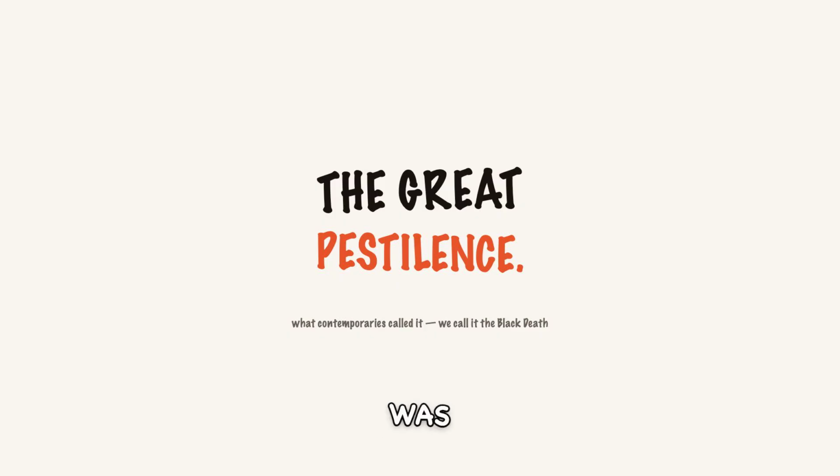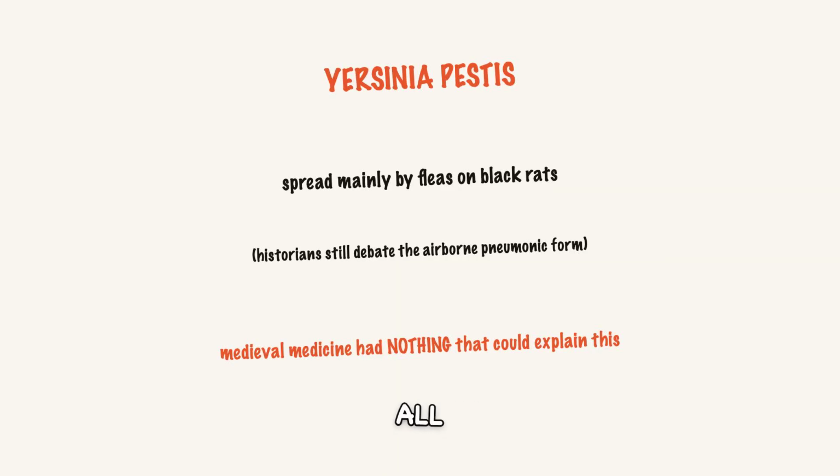Modern science tells us it was almost certainly the bacterium Yersinia pestis, spread mainly by fleas living on black rats, though historians still debate the exact transmission and how a pneumonic form could have spread person to person through the air, without the fleas at all. Whatever carried it, it killed on a scale nobody living had ever seen, and medieval medicine, built to explain a bad diet or an unlucky season, had absolutely nothing that could explain or stop this.